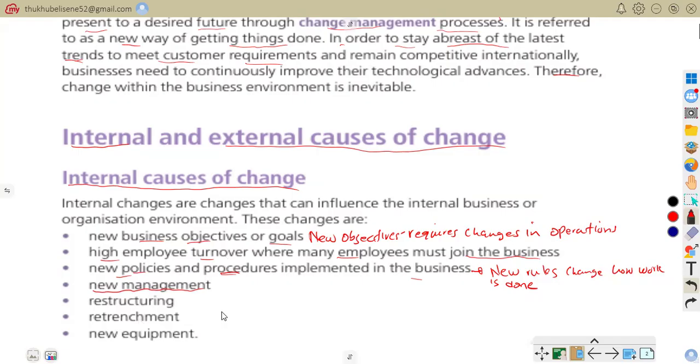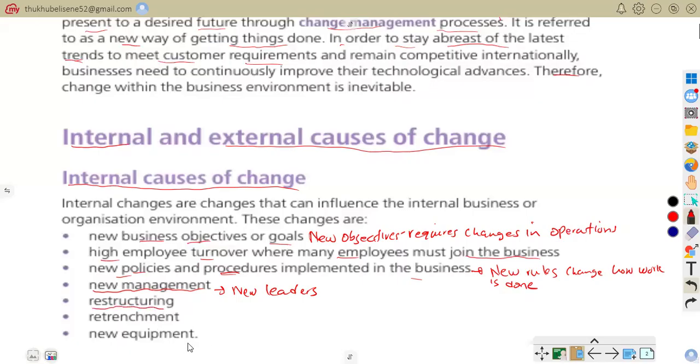New leaders bring new ideas and changes. A new manager changing working hours is an example. So that is the change that comes with the new management. Let us move on to restructuring.